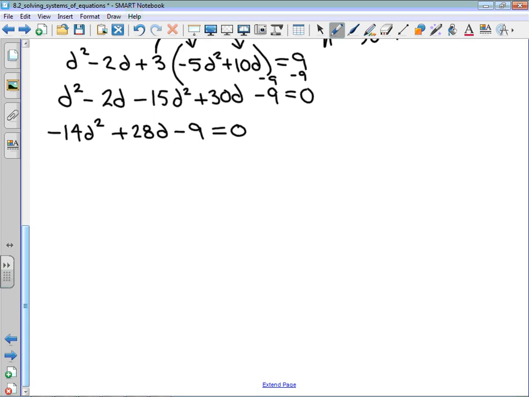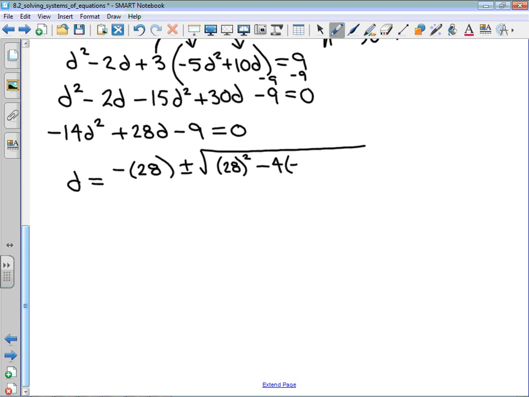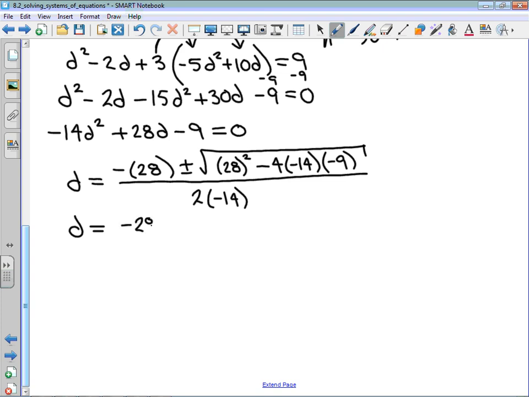So I'm going to say that the value of d is equal to negative 28, that's negative b, plus or minus the square root. And inside that square root is going to be b squared, so that's 28 squared minus 4 times a, which is negative 14, times c, which is negative 9. And all of that, the whole thing, is divided by 2 times the a value, which is negative 14. Now, cheating a little bit in the notes for sure. When I clean that up, I get negative 28 plus or minus the square root of 280 divided by negative 28. And that's going to branch into the two solutions.